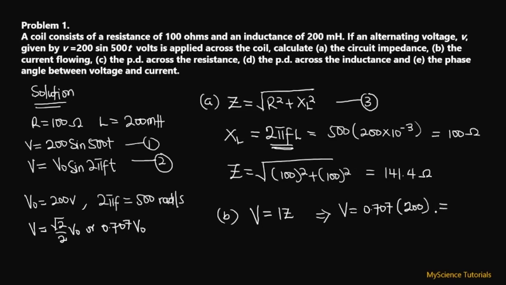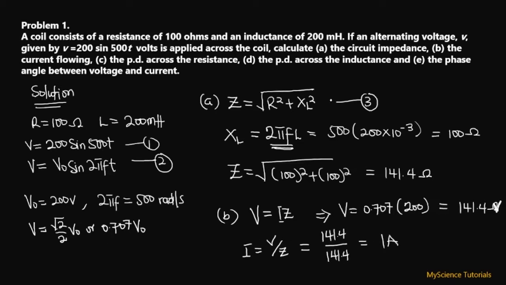So if we compute that into our calculator, we are going to get 141.4 volts as our voltage. Now that we've established that fact, we can go ahead and make current the subject over here. If we make current the subject, we are going to have the ratio of voltage to the impedance. Now the voltage we have is 141.4, and the impedance is also the same thing, 141.4. So this is going to give us a current of 1 ampere.